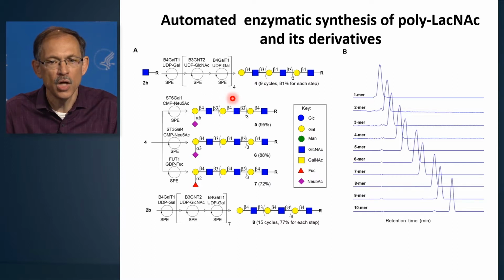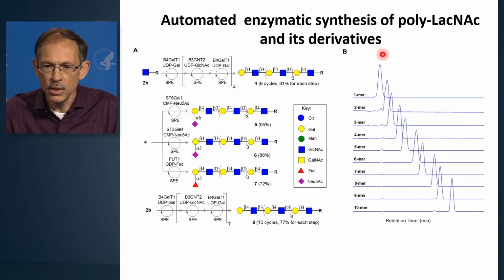So here you see an example of how the system works. So we have over here a sugar represented as N-acetyl glucosamine, and then by the addition of an enzyme called B4-GALT1, we can add a first galactose. We perform automatically a solid phase extraction. Then the next enzyme is added, B3GNT2, which adds an N-acetyl glucosamine to install a lactosamine. And this process is now repeated multiple times to synthesize an oligosaccharide.